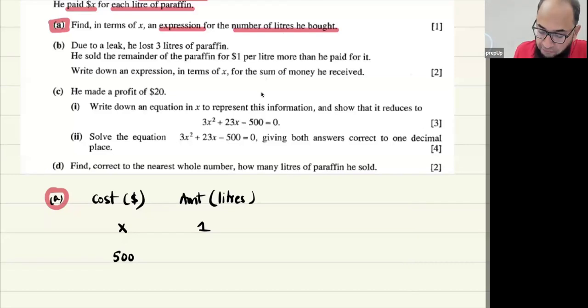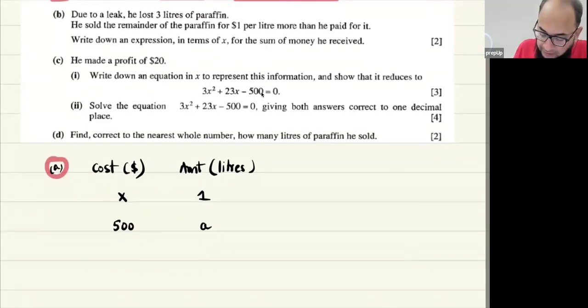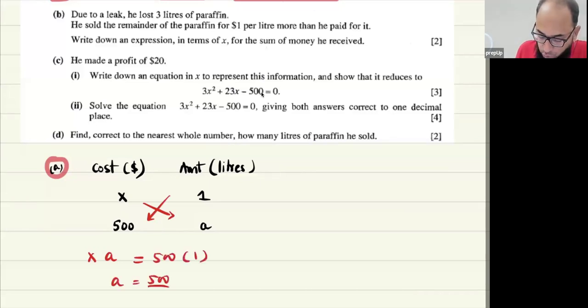What is the number of liters? Let's call it small a. So if I cross multiply, x multiplies with a, and 500 multiplies with 1. So xa is 500 into 1. Make a the subject, that is 500 over x. That is the first part. I basically believe in solving it through ratio and proportion, the unitary method. It makes life very, very easy.